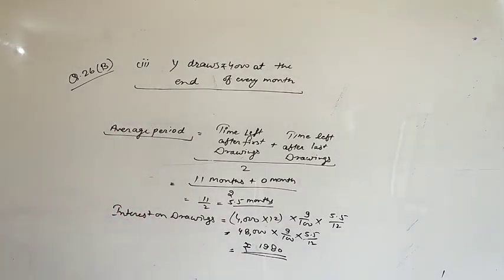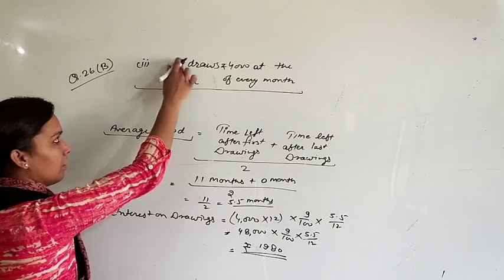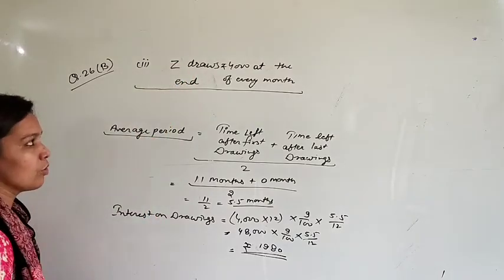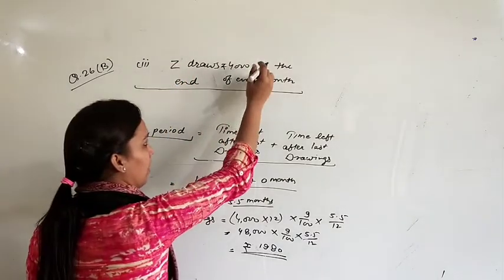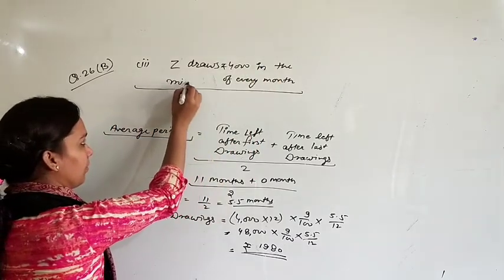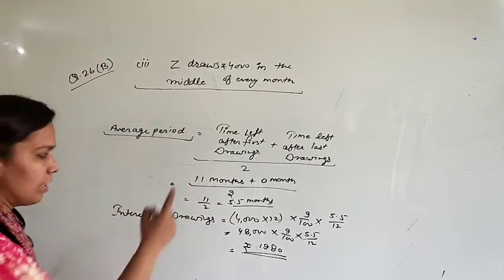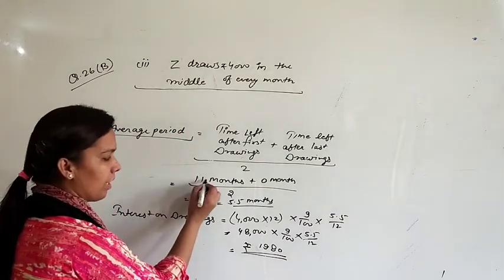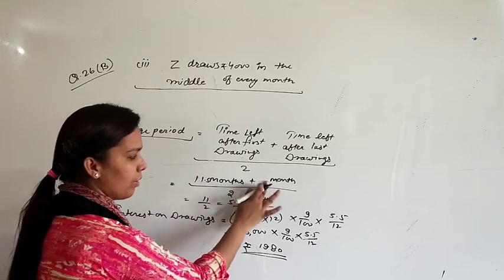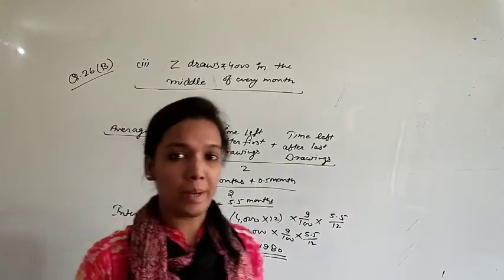That is, J draws 4,000 rupees from the firm in the middle of every month. Now it is the turn of the third partner. In the middle of every month. So in this case, the same formula, timing will be 11.5 plus 0.5, because you are withdrawing in this case in the middle of every month.